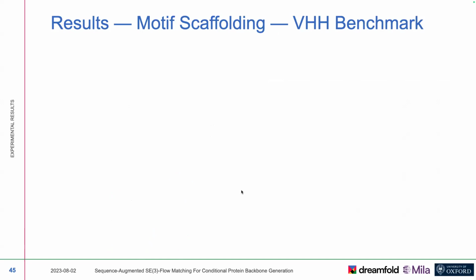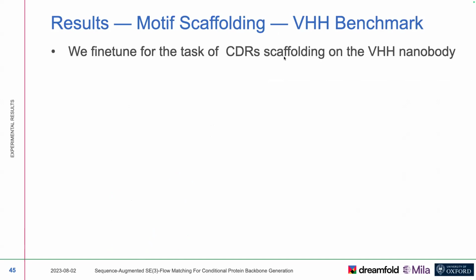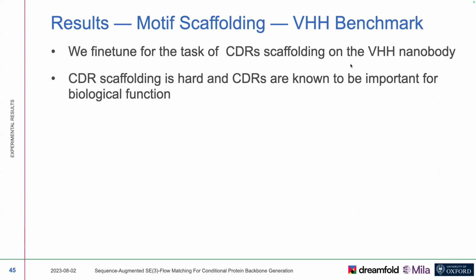We also looked into motif scaffolding in the situation where you have in-domain knowledge or in-domain data to fine-tune on. And so the domain is the VHH nanobody, which is a family of proteins. And they have this known region called the CDR, or complementarity-determining region, that we wanted to see if we could generate scaffolding for. This problem is hard because the CDR regions are kind of loopy and flexible, and CDRs are known to be important for biological function. So it's a reasonable thing to investigate.